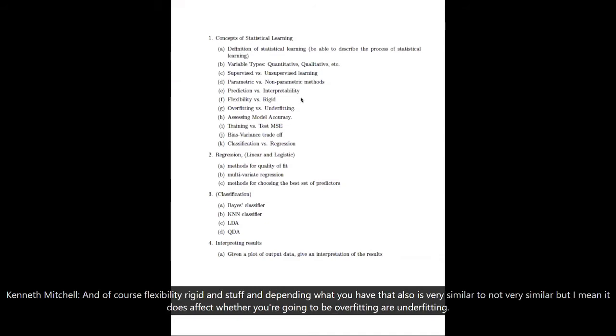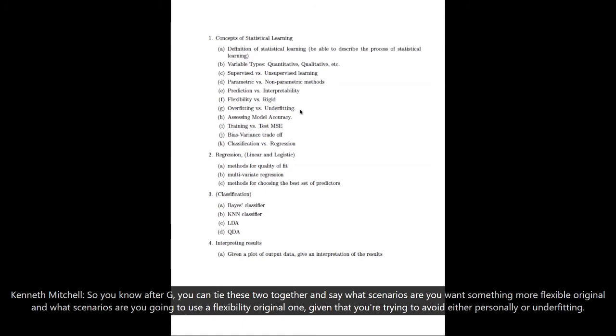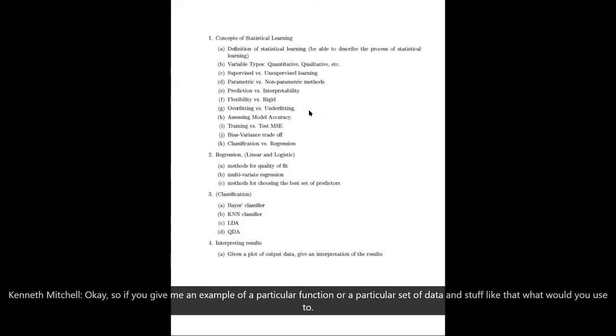And of course, flexibility and rigidity, depending on what you have, it does affect whether you're going to be overfitting or underfitting. So, F and G, you can tie these two together and say what scenarios you want something more flexible or rigid, given that you're trying to avoid either overfitting or underfitting.